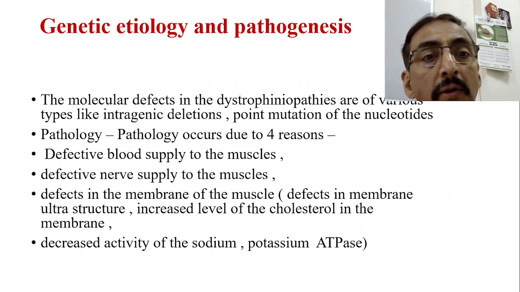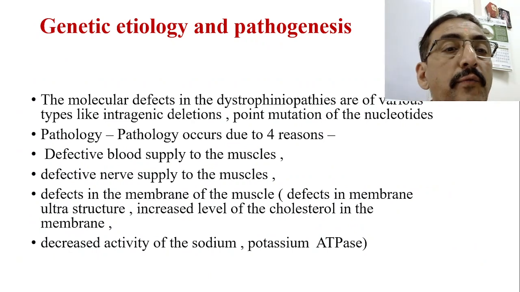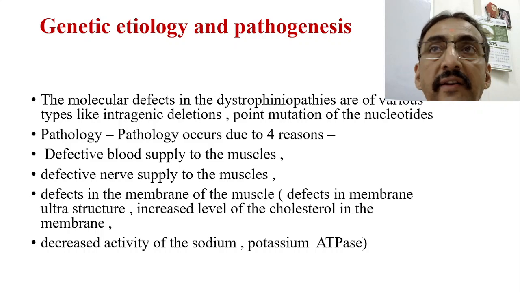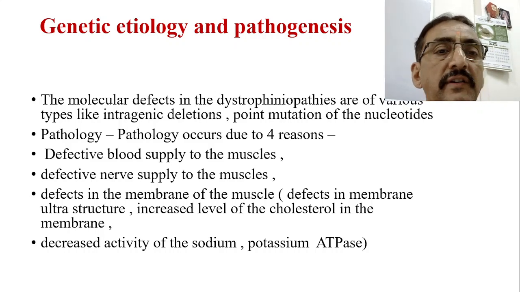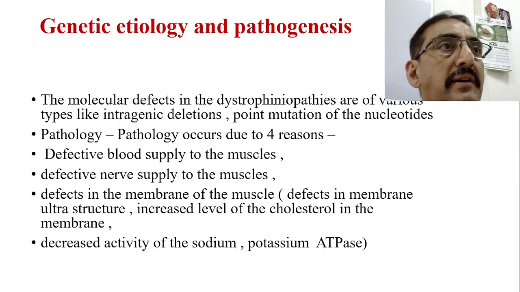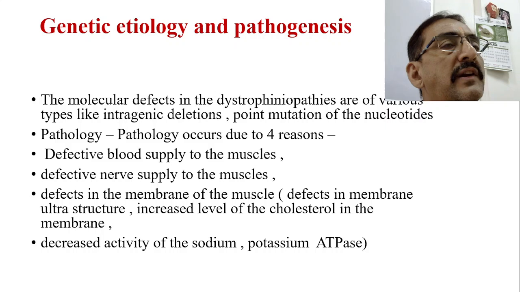Now the molecular defects in the dystrophinopathies are of various types, like intragenic deletions, point mutations of the nucleotide, etc. Now, what is the exact pathology? We shall see. Pathology occurs because of four reasons. Why does this pathology start? Why does DMD start? Yes, dystrophin is absent, but why is dystrophin not functioning?